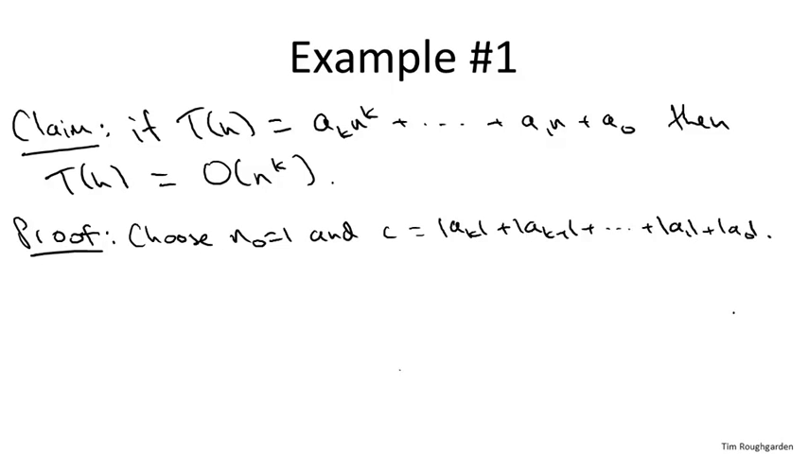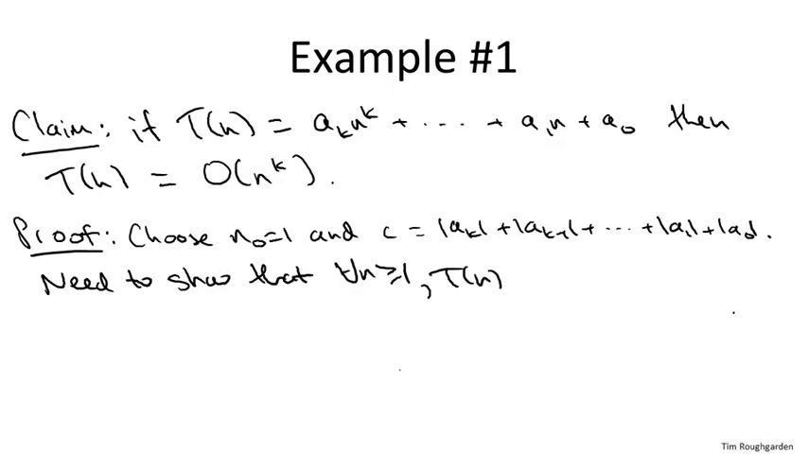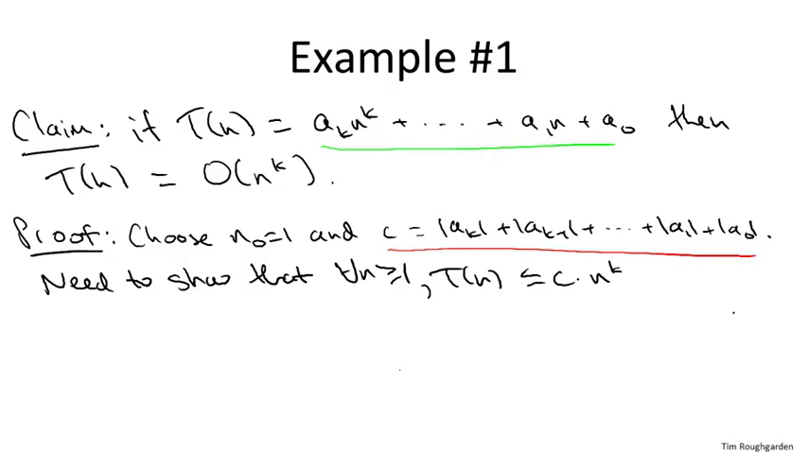Remember, I didn't assume that the original polynomial had non-negative coefficients. So I claim these constants work in the sense that we'll be able to establish the definition of big O notation. What does that mean? Well, we need to show that for all n at least 1, because remember we chose n_0 equal to 1, T(n), this polynomial up here, is bounded above by c times n^k, where c is the way we chose it here, underlined in red. So let's just check why this is true.